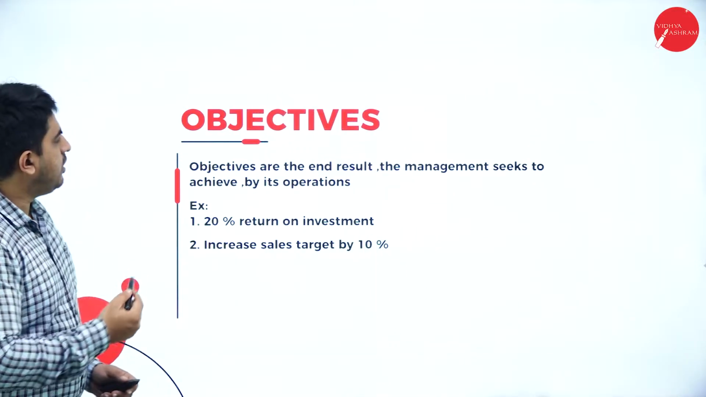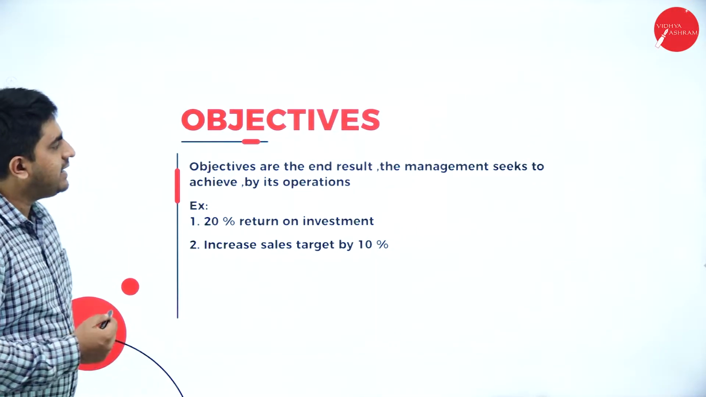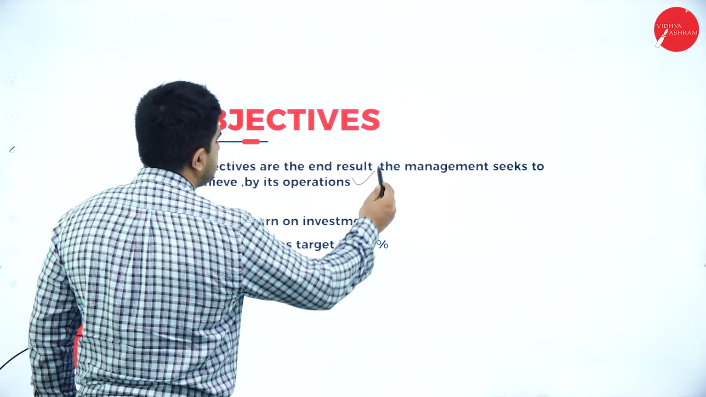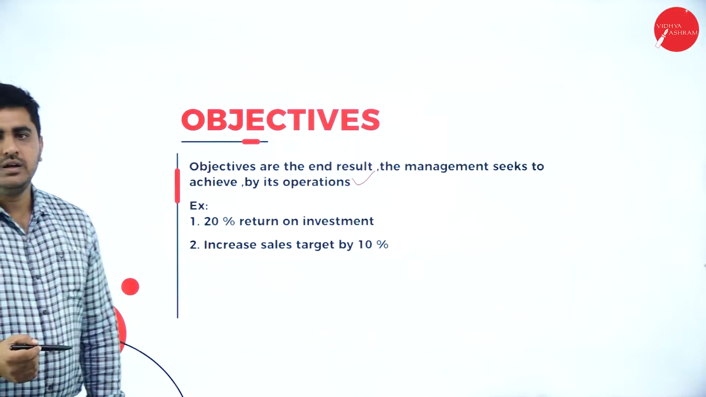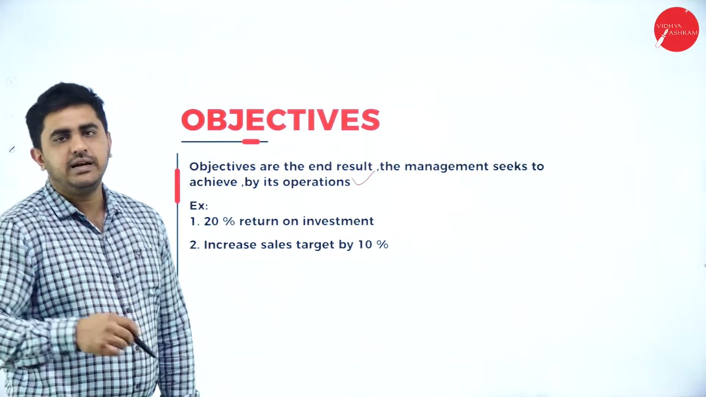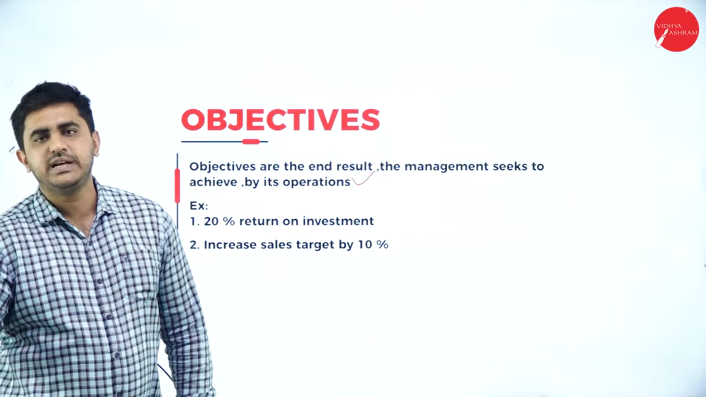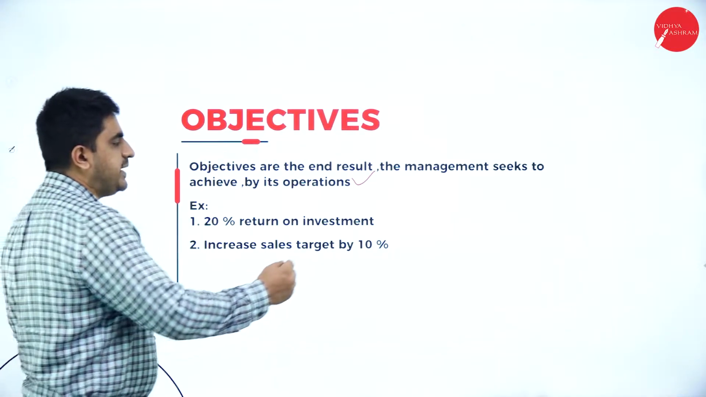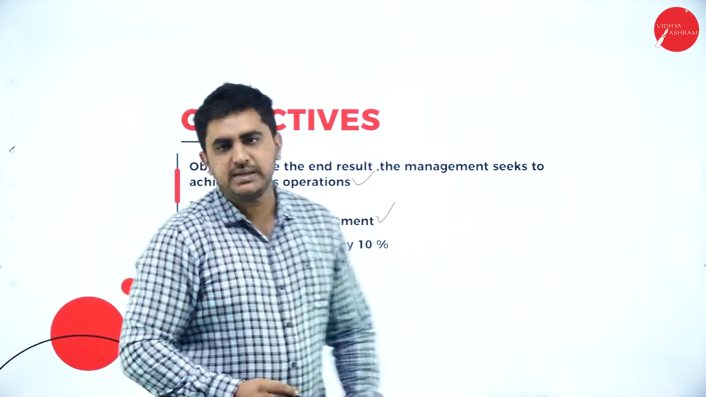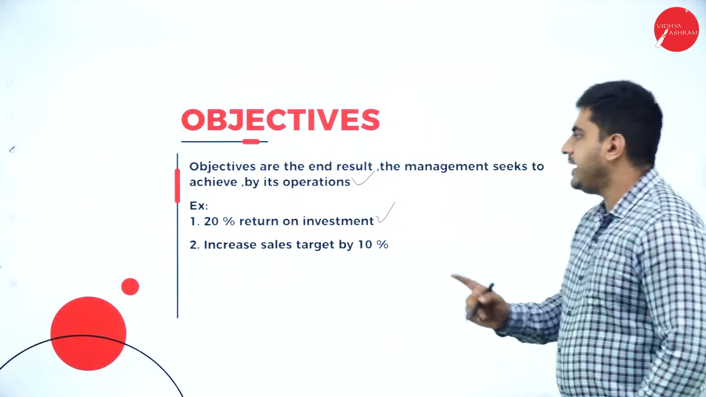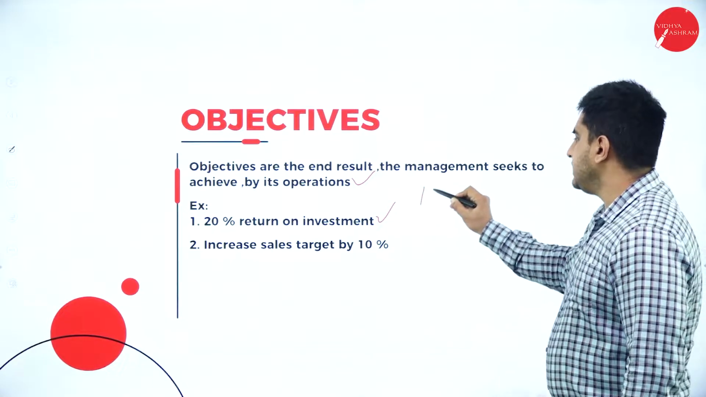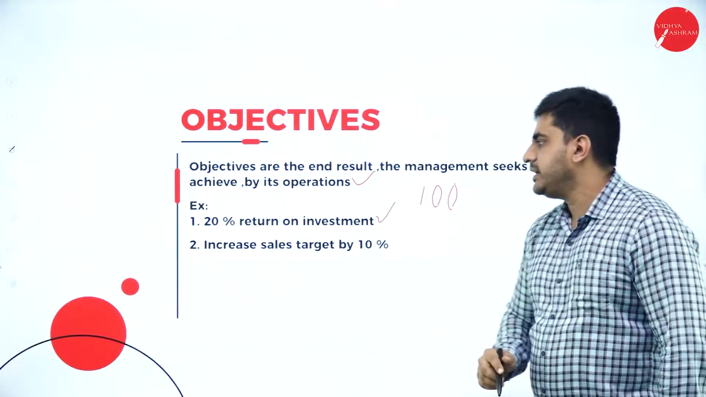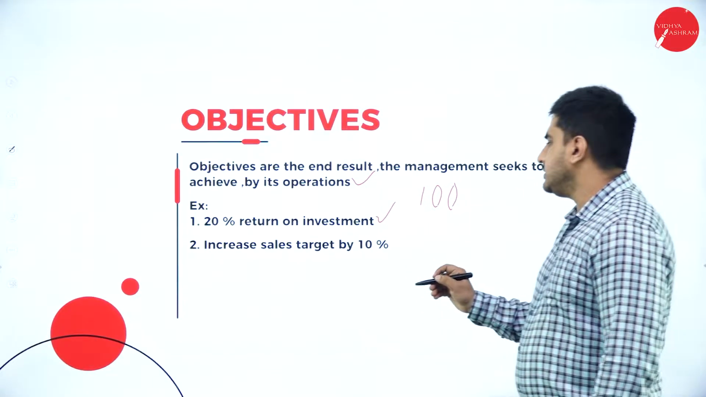So here you see objectives. Objectives are the end result the management seeks to achieve by its operations. For example, objectives means managers are doing some activities with a particular objective. For example, 20% return on investment. What does this mean? 20% return on investment means, for example, they have invested rupees 100 for a particular product. So what is 20% of rupees 100? That is rupees 20.